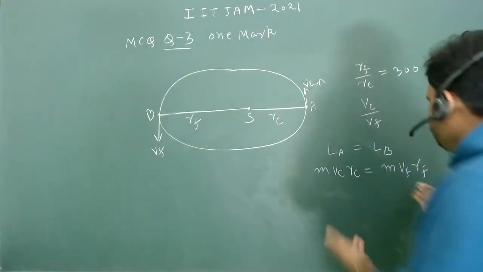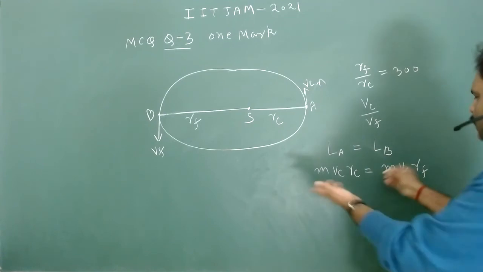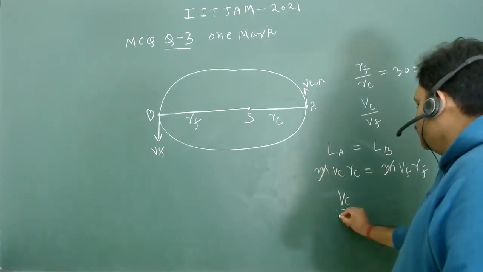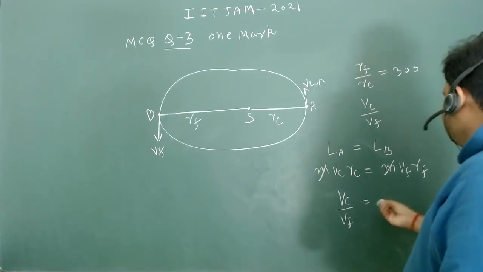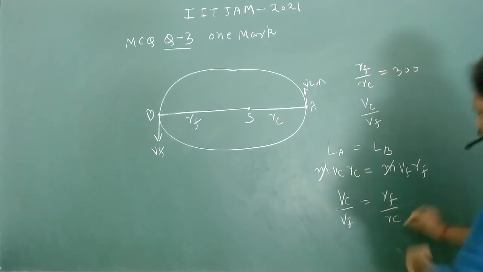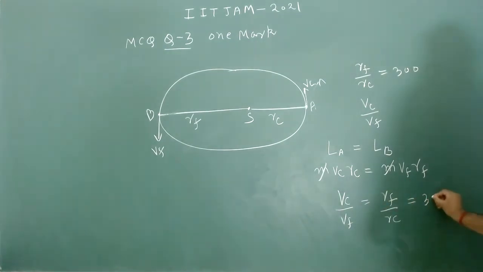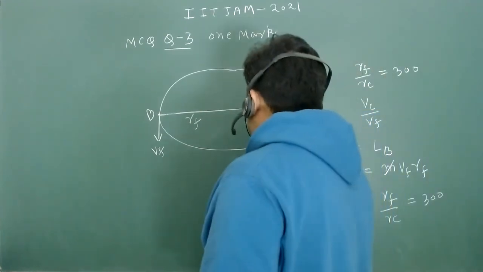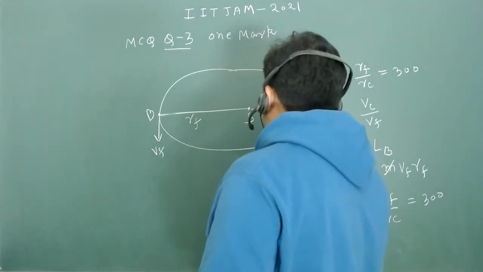When we calculate this, this is the mass of the planet, so this will be cancelled out. We have to calculate VC upon VF, and that value is nothing but RF upon RC, and this value is given, that is 300. So VC upon VF is 300.